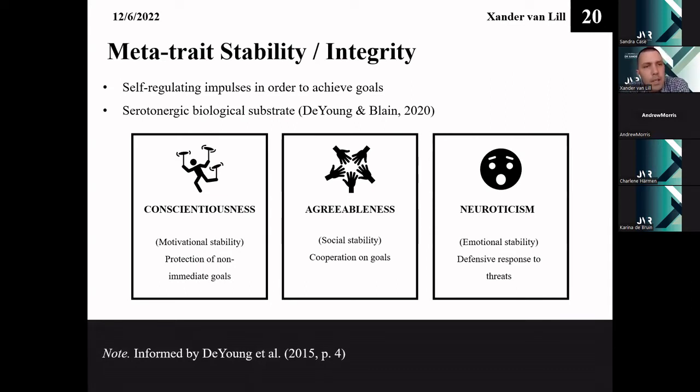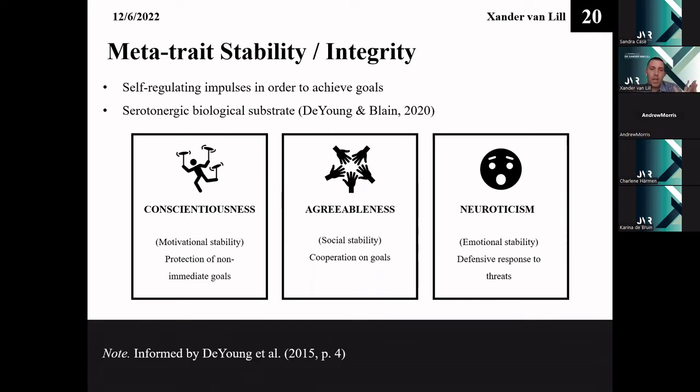So when I speak about meta-trait stability, I'm going to refer to it as our self-regulating mechanism to control our impulses in order to achieve longer-term goals. There's strong evidence to suggest that there's a serotonergic substructure related to this meta-trait in the brain. And this meta-trait explains the covariance between three of the five personality traits.